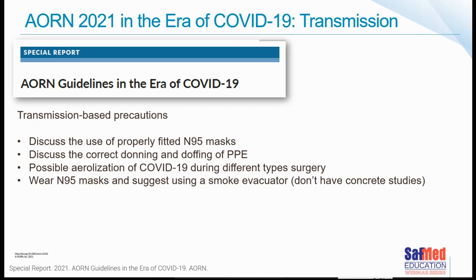There is a debate as to whether or not you're aerosolizing COVID if there's blood splatter. Wearing N95 masks, and they suggest the use of a smoke evacuator, which of course you'd be using for diathermy anyway, or potentially could be using. Not seen that often in our country, but I'm hoping we move towards that. But there aren't concrete studies around that. So that's taking a look at the basic current existing AORN guidelines and trying to incorporate the concepts of COVID-19 and managing that.